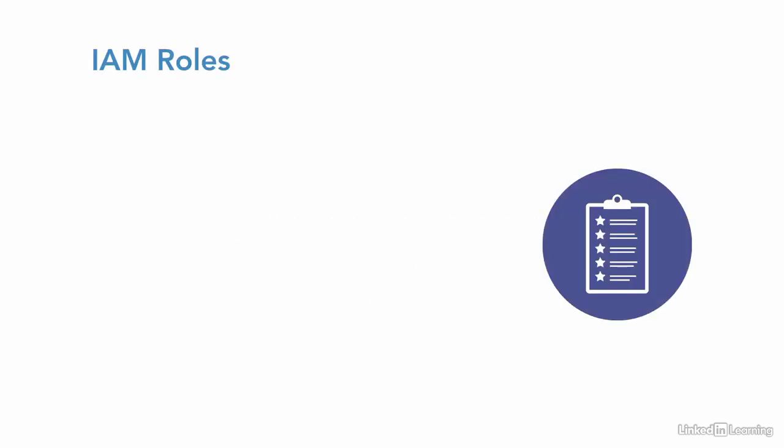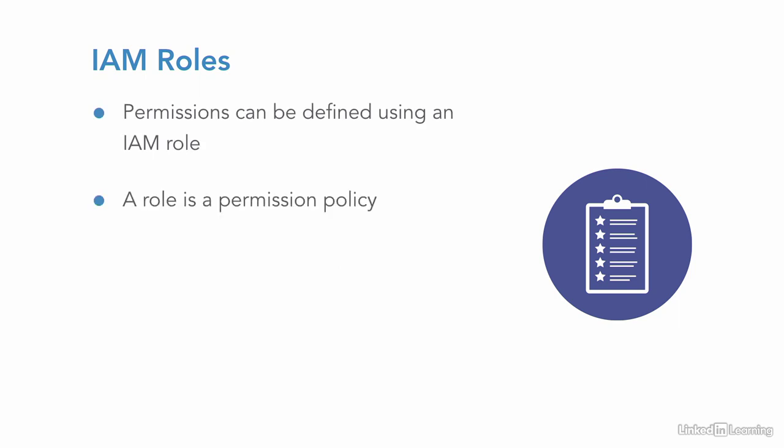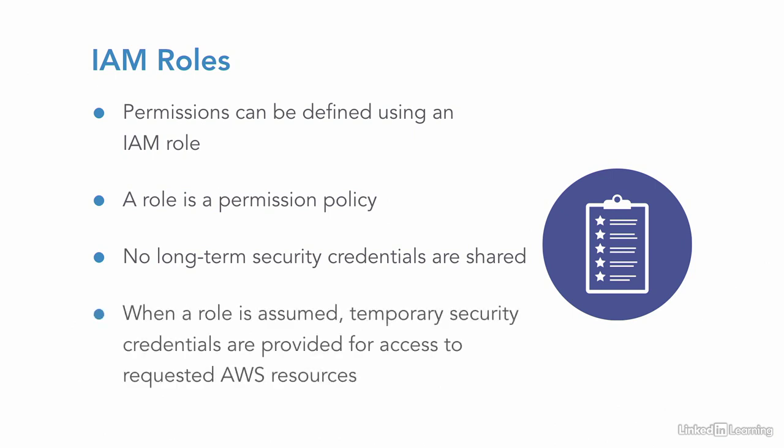And then we have IAM roles. A role is a listing of permissions, and we define this as a permission policy. An IAM role is kind of interesting because no long-term security credentials are shared, and most of the work is done by AWS. So when I assign a role, say to an end user or to a computer system, they're assuming that role when they make a request to carry out a task based on the permissions defined with that role. Once the role has been approved and assigned, temporary security credentials are provided for access to the resource.